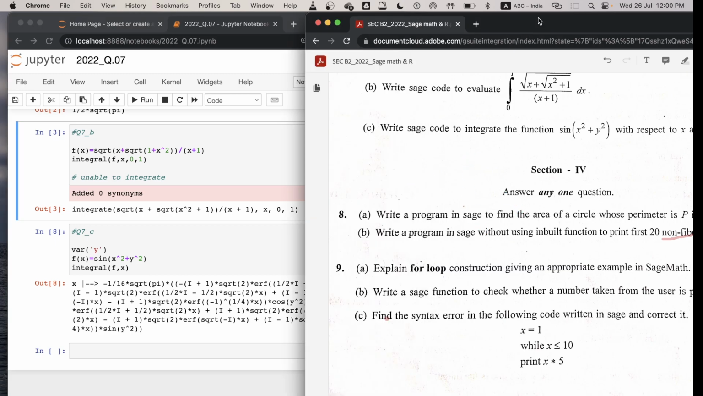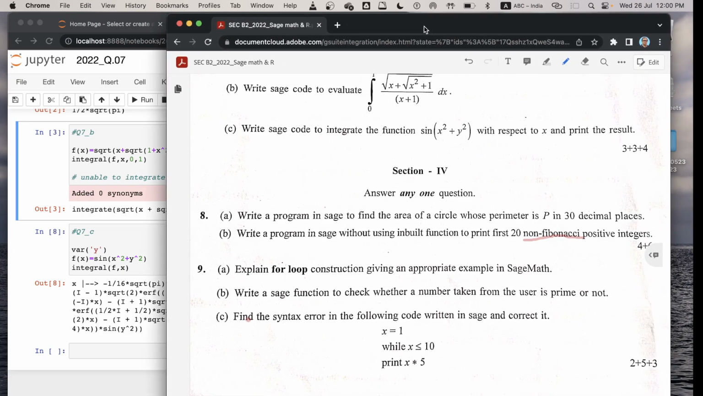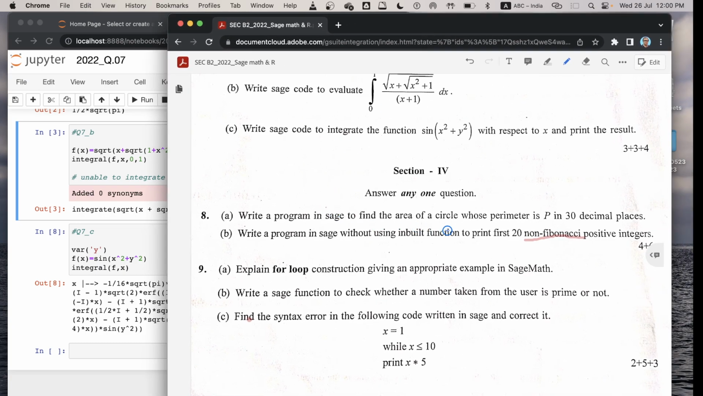Next, question 8, section 4. Write a program in Sage to find the area of a circle whose perimeter is P, in 30 decimal places.